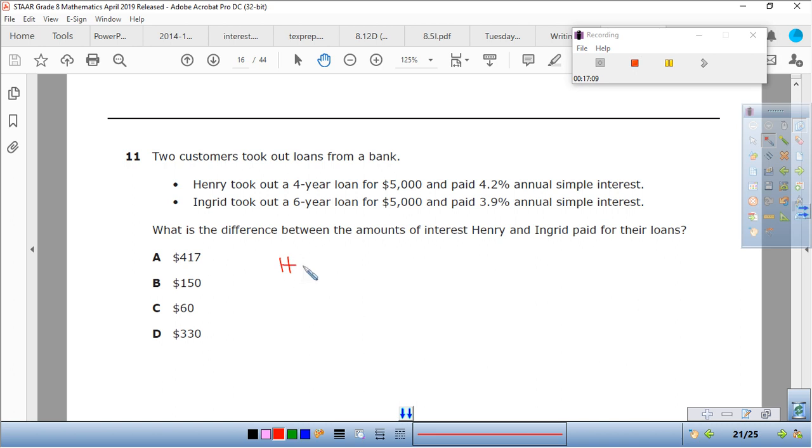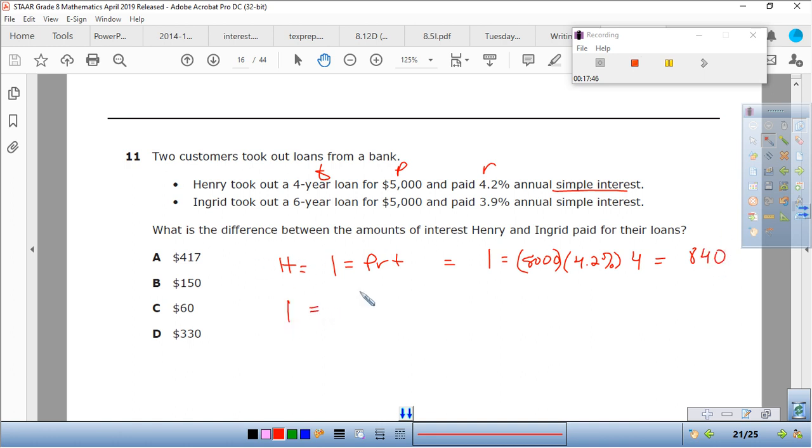So this one, 2 customers took out loans from a bank. Okay, let me go with Henry. Let's see what he did. He took out a 4-year loan. That's a term. This is your principal, and this is your rate. Simple interest. So it's going to be I equals PRT, which turns out to be interest is equal to, we're going to go P, which is 5,000, times your R, 4.2%, times 4, which gives you 840.